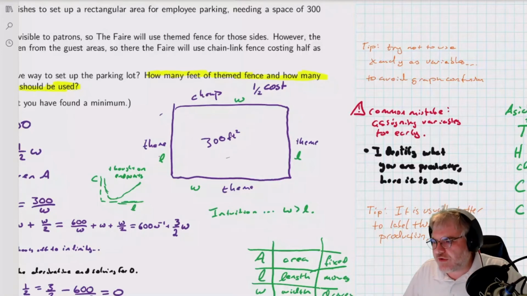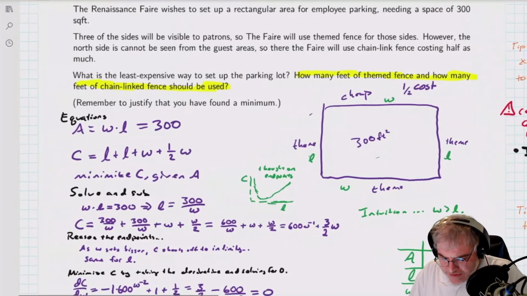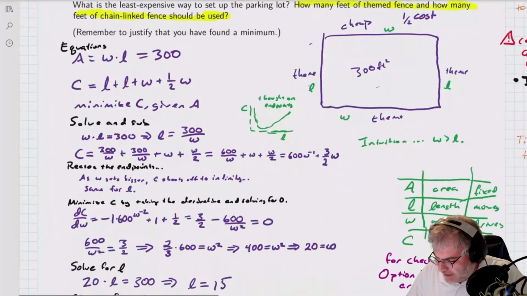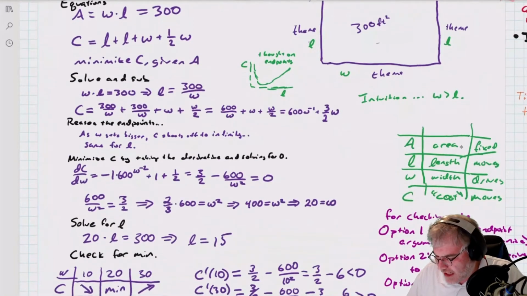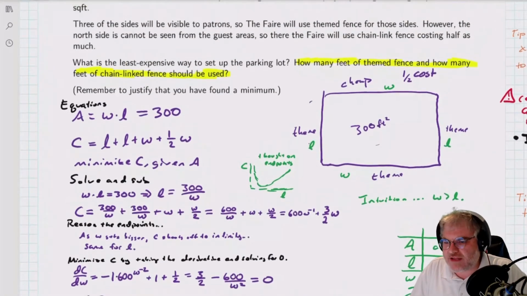Okay, so if we think about the thing that's being produced is area, and it costs something to produce. So my production function is W times L, which is area, which is 300, right? And I can make my little table here if I want to. A is area, it's fixed. L is length, it moves. Width drives. It doesn't matter which one drives and which one moves. And cost moves. Okay? So 1 to 5 now. How do we feel about the setup so far?